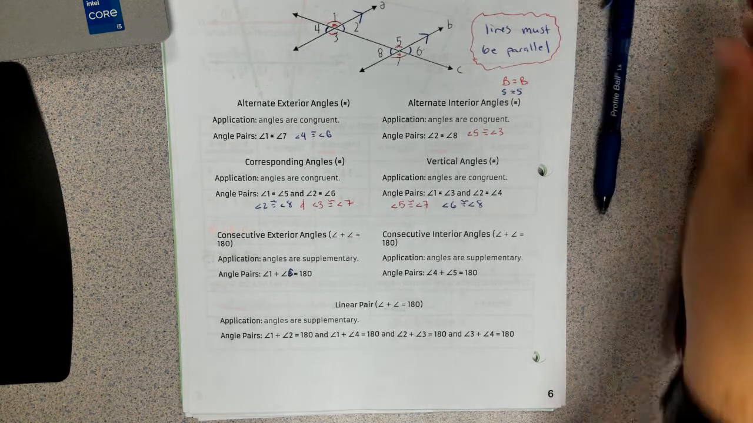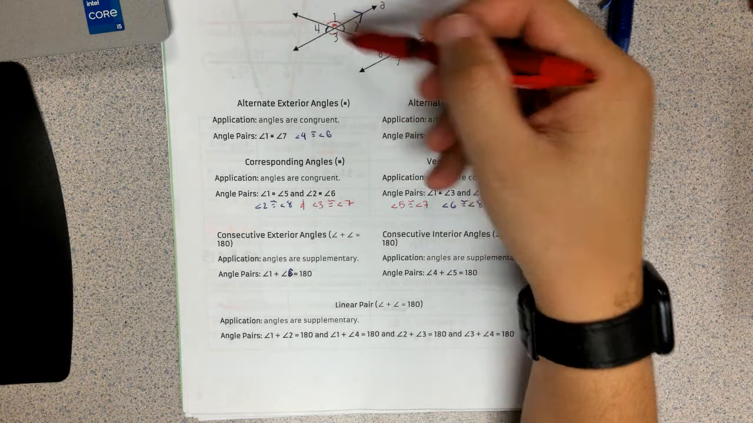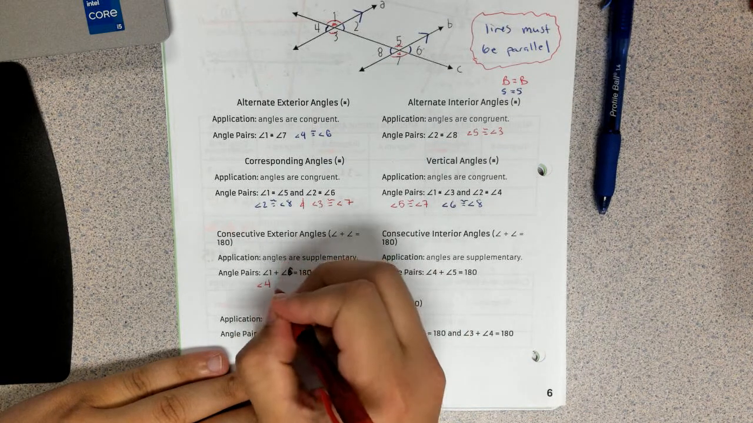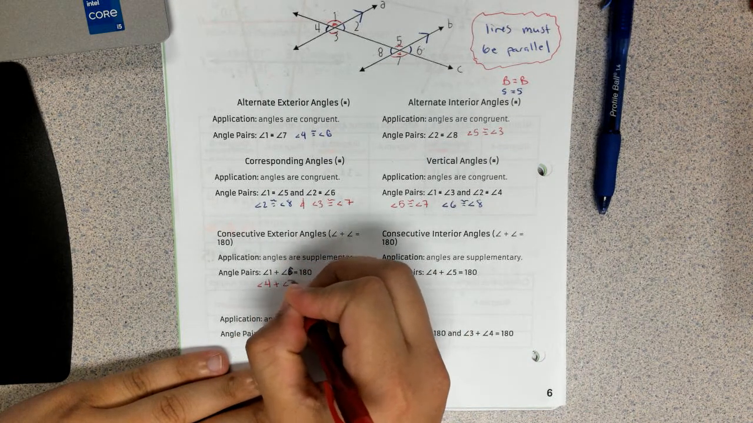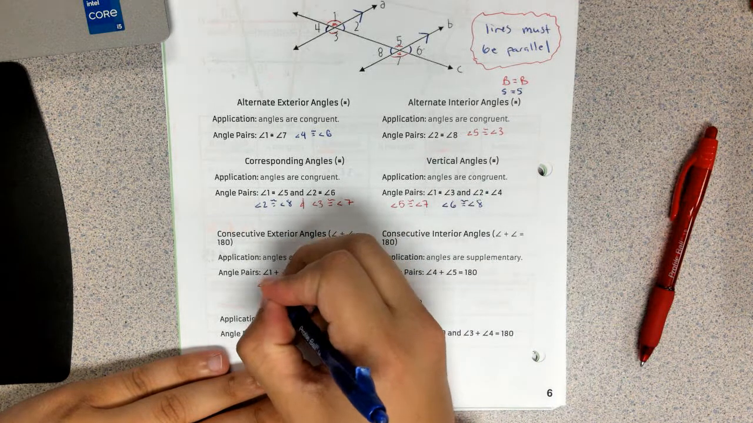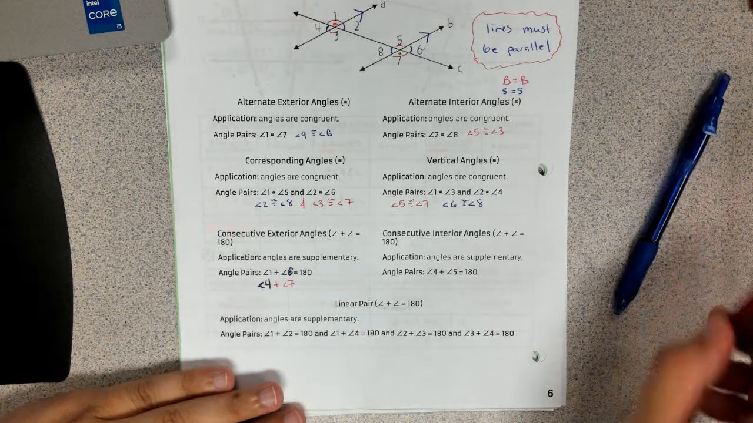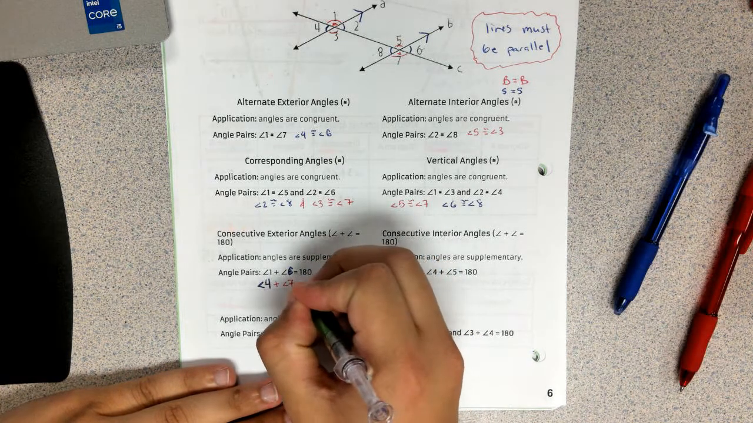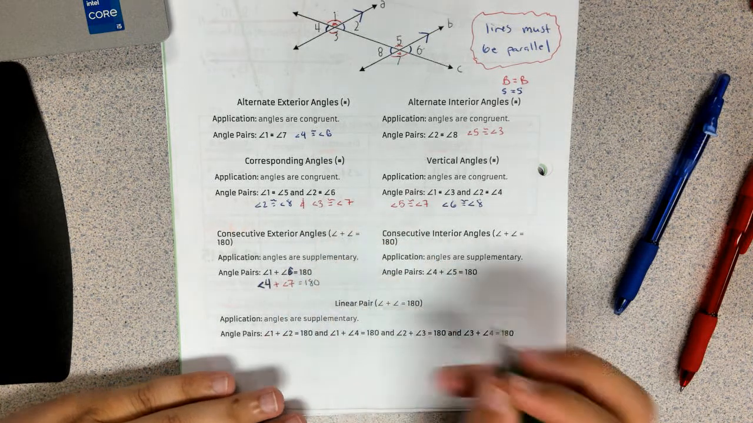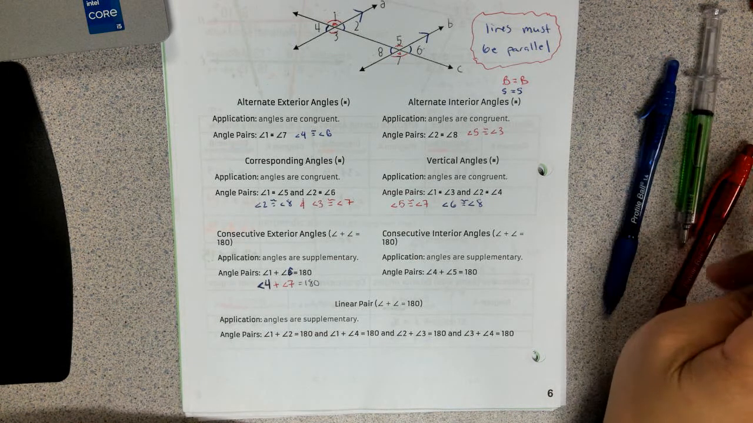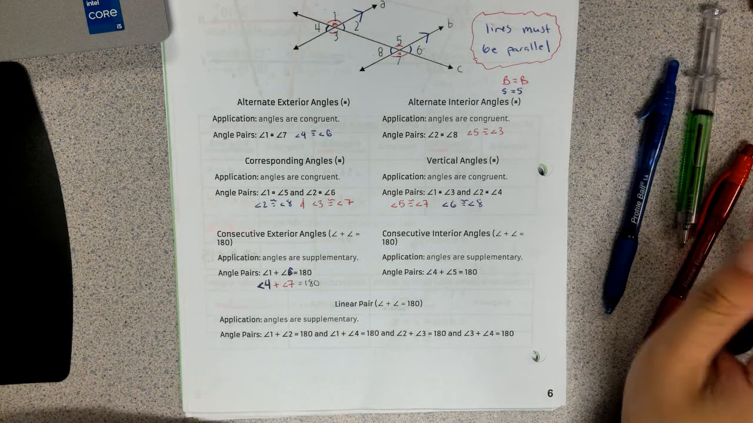For my other consecutive exterior, we have angle 4 and angle 7. Angle 4 is my acute plus angle 7, which is my obtuse. And let's actually do that in our colors so we can see that there are two different. Notice my colors are different, and therefore my result should be that angle 4 plus angle 7 is equal to 180. And that's my setup on how to do these problems. Same thing can be said for consecutive interior.